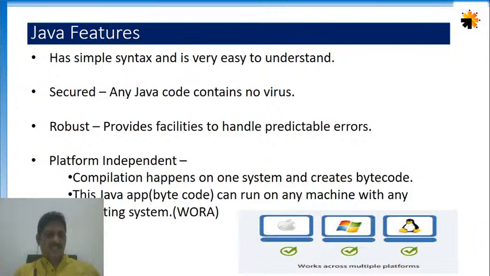The fourth feature is platform independent. Here you compile the code, compilation happens on one system and creates a bytecode, and this bytecode can run on any machine with any operating system. Here I am mentioning macOS, Windows and Linux. If you write the code in Java, you can run it on a Macintosh system, also on Windows, also on Linux. That's what is called platform independent.